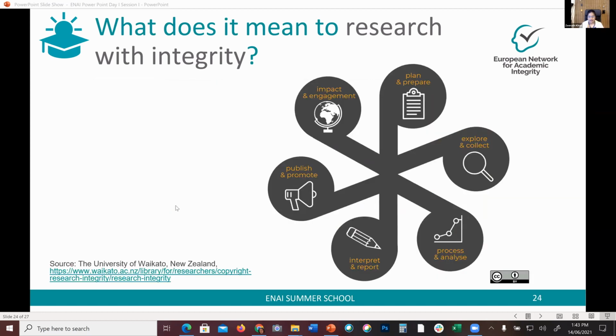So this just tells you exactly what I've said, that it's not just something I think about once I've finished everything. Oh, what do I do with ethics? It's from the time you start planning, exploring, collecting data, analyzing, interpreting. So important with publishing and promoting.